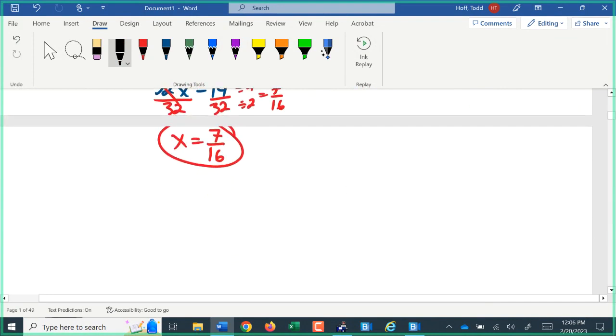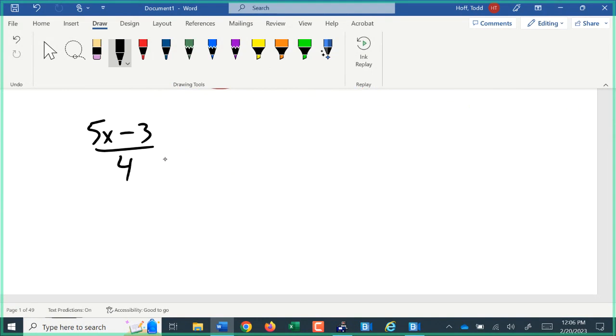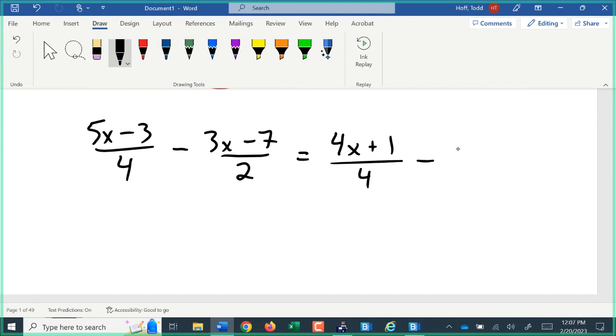Well, that one wasn't so bad, but occasionally we mix one in like this. Let's do (5x minus 3) over 4 minus (3x minus 7) over 2 equals (4x plus 1) over 4 minus 3x. So now here we have a common denominator. We have denominators of 4 and 2. So our least common denominator is going to be 4. So we're going to multiply both sides by 4.